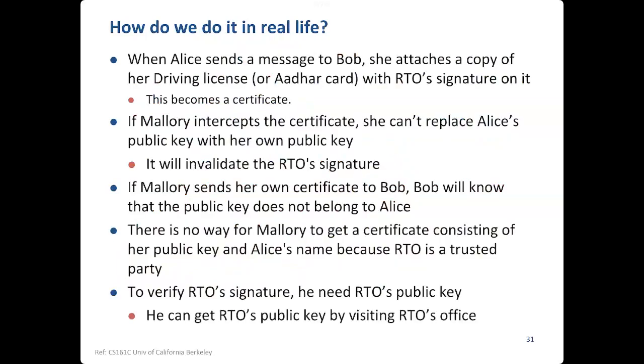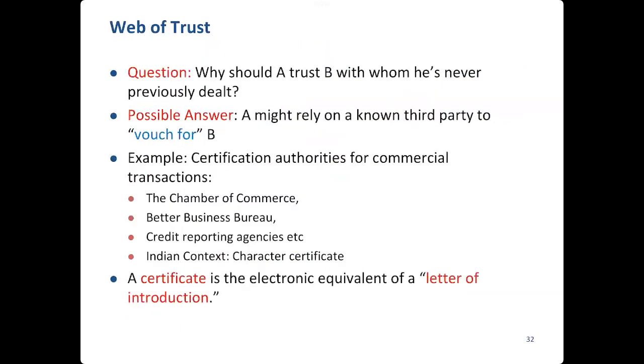So in real life, we can use a driving license. Alice can send to Bob, look, I am genuine, here is my Aadhaar card or driving license. So that may become a certificate. Or Bob can send his own driving license and say, see, my name is Bob, and you can see it's there in the Aadhaar card. So there is a need for a web of trust. Somebody must vouch that Bob's public key is genuine.